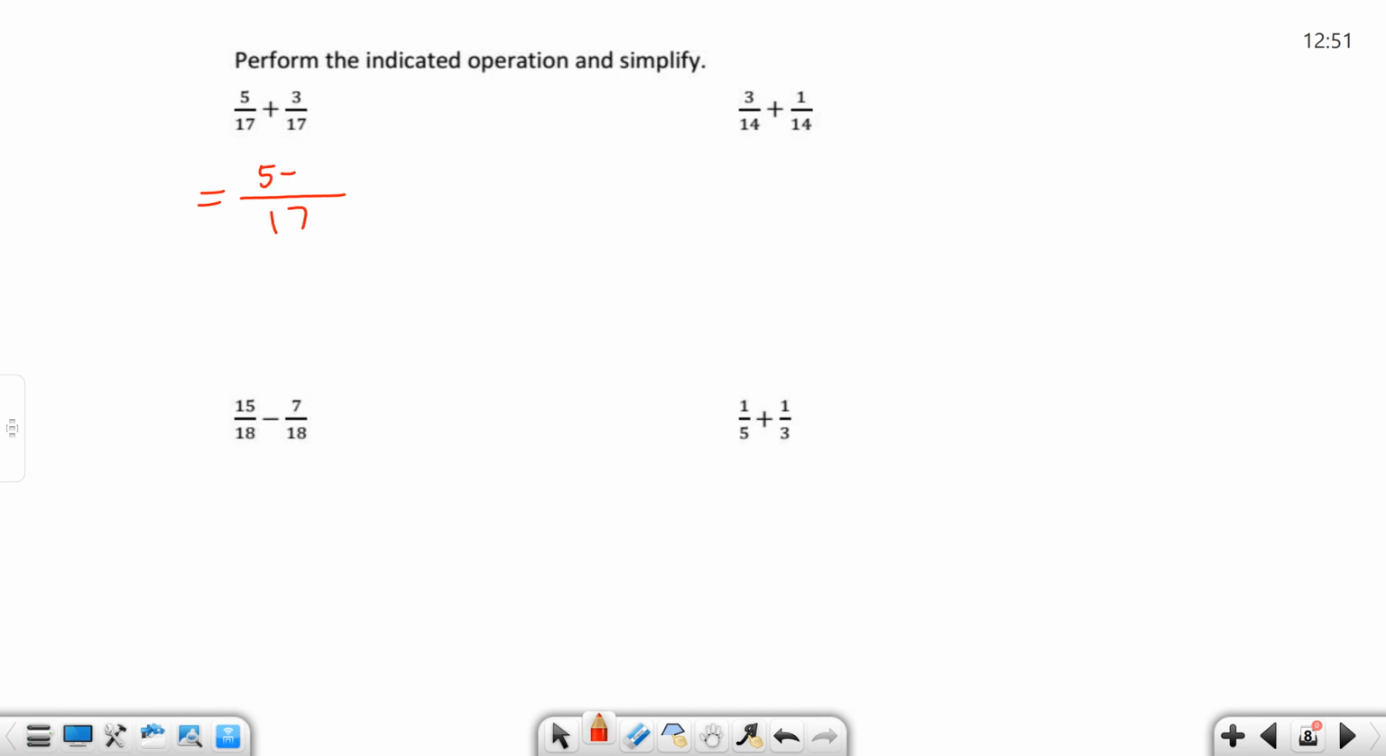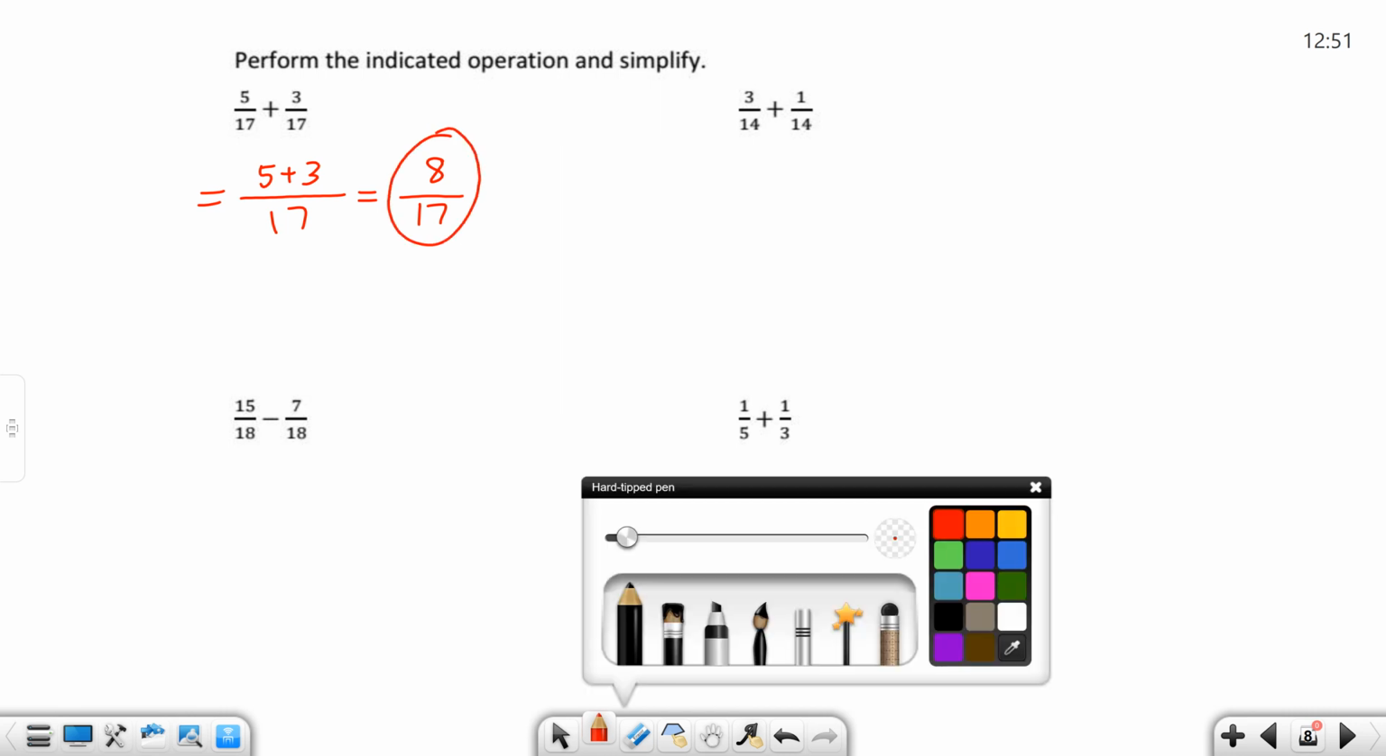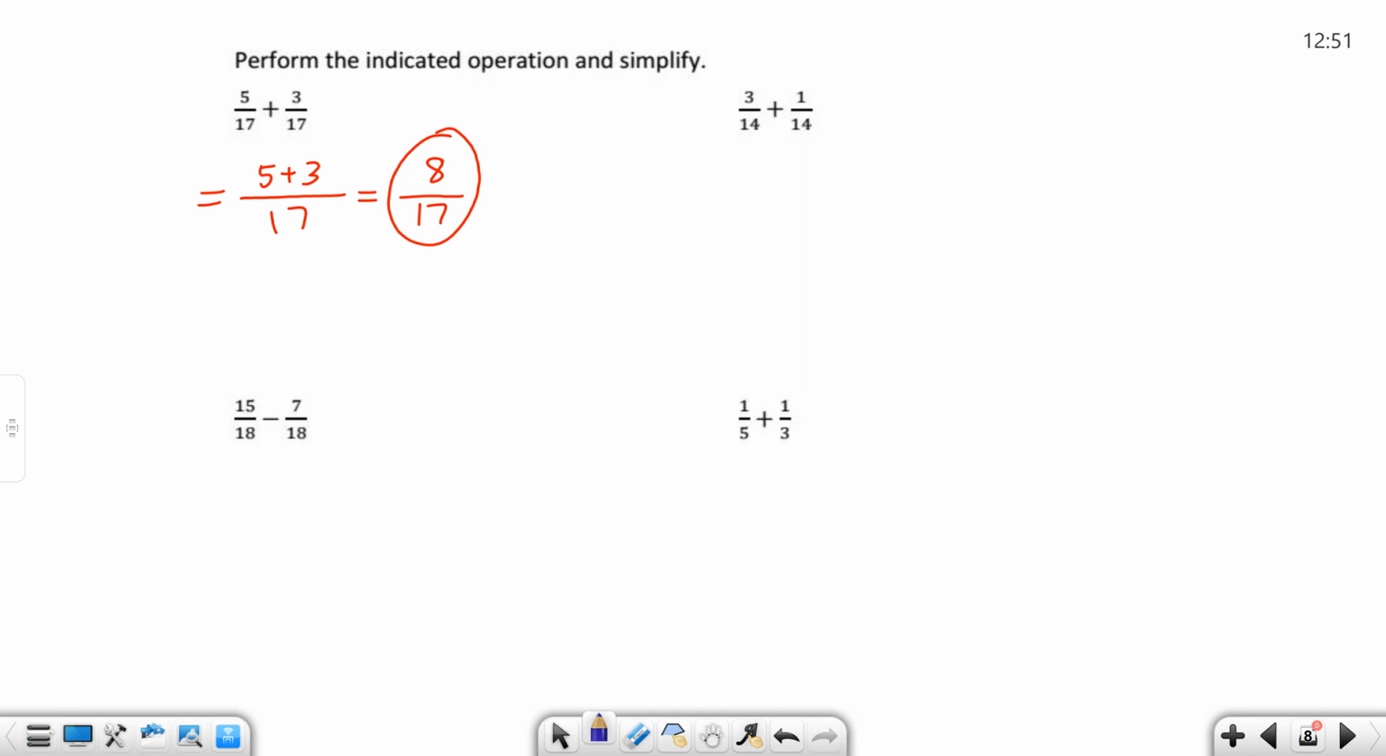So that means my denominator won't change. What am I going to do? 5 plus 3 goes in the numerator at the top. So 5 plus 3 over 17. And what is 5 plus 3? It's 8 over 17. Remember, when you add or subtract fractions, the denominator doesn't change. Once you get it added or subtracted, then you go into simplify or reduce mode. Do 8 and 17 have anything in common? The answer is no, so you cannot reduce it. It's already in lowest terms, so 8 over 17 is your final answer.